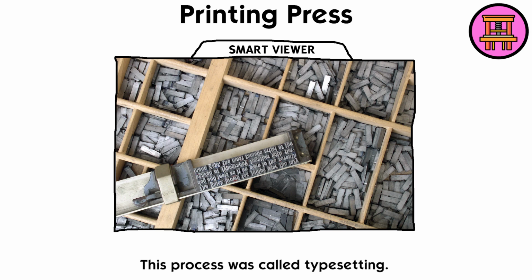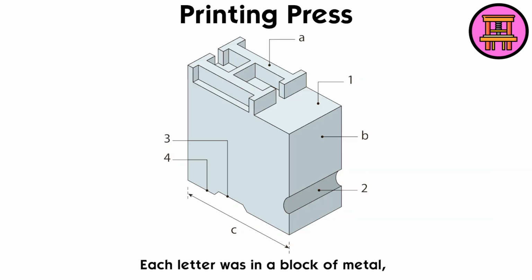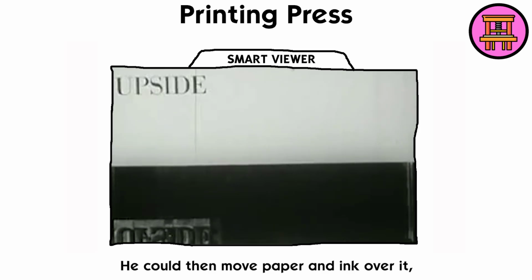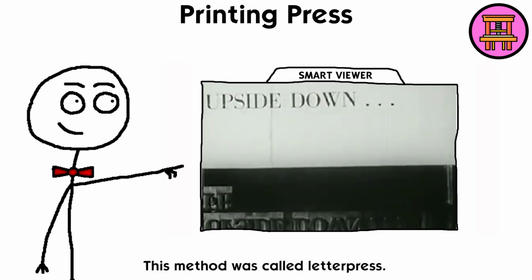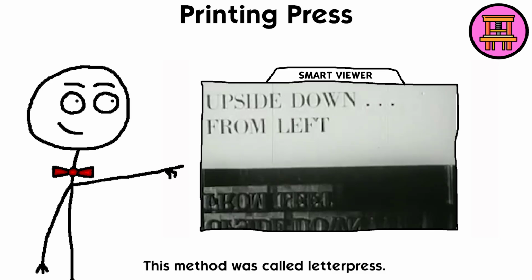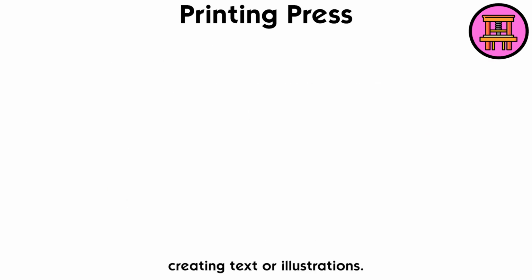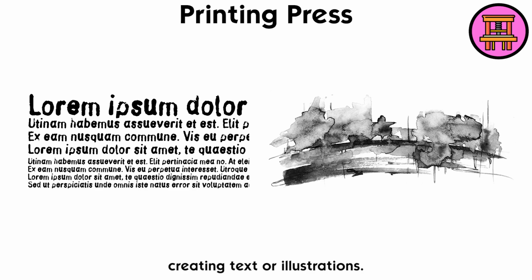This process was called typesetting. Each letter was in a block of metal, fixed in a frame. He could then move paper and ink over it, much like a stamp. This method was called letterpress. The letters would leave ink on the paper in the shape of the letters, creating text or illustrations.